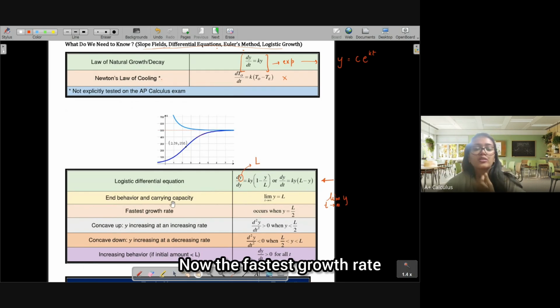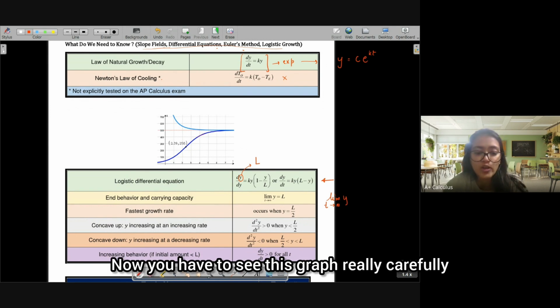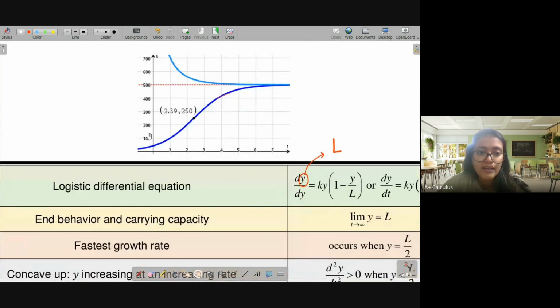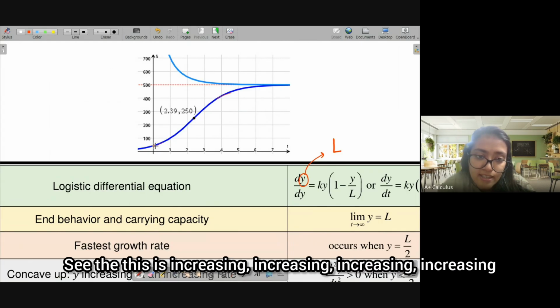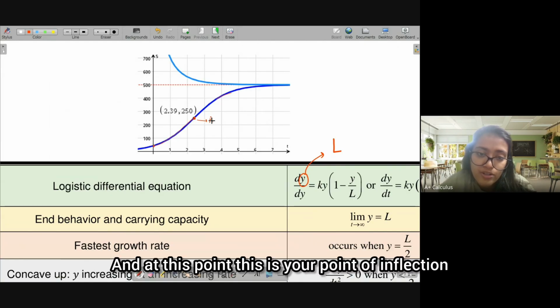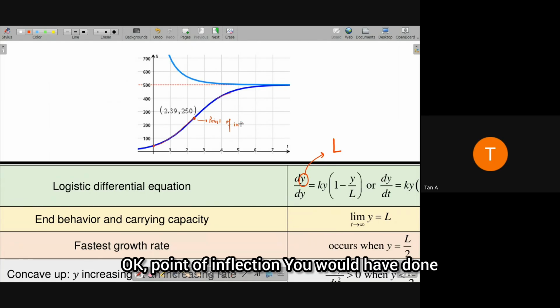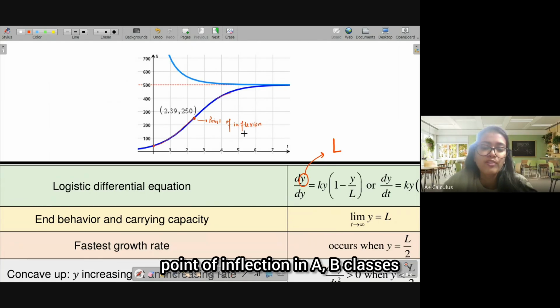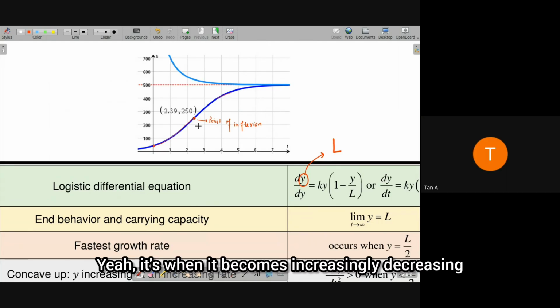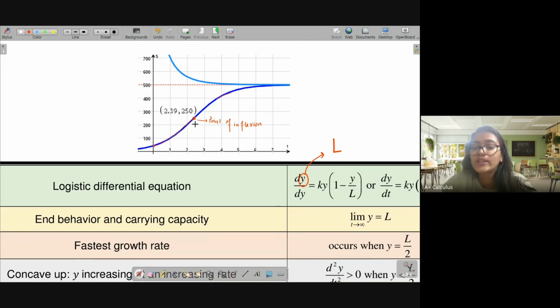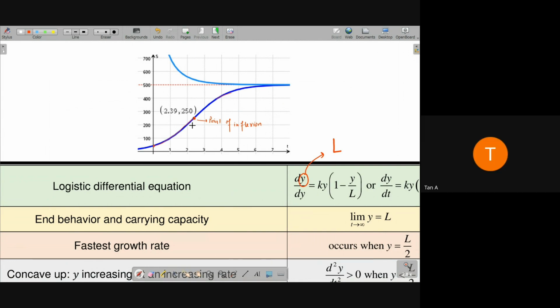Now, the fastest growth rate. You have to see this graph really carefully. This blue graph, actually kind of purple. From 0, the growth rate is increasing. See, this is increasing. And at this point, this is your point of inflection. You would have done point of inflection in AB classes. It's when it becomes from increasing to decreasing. No, this is a point where the concavity changes. Wait, same thing though. Actually, no, yeah, concavity.